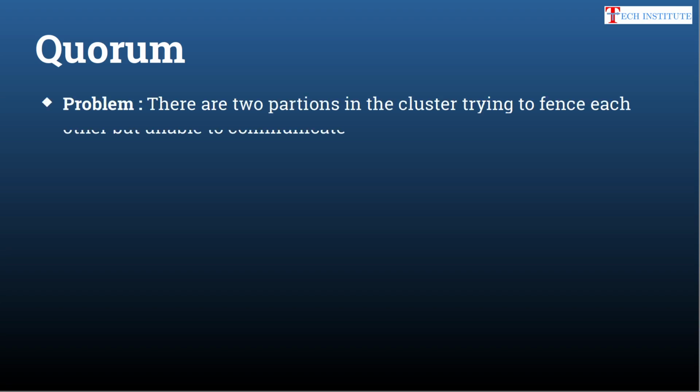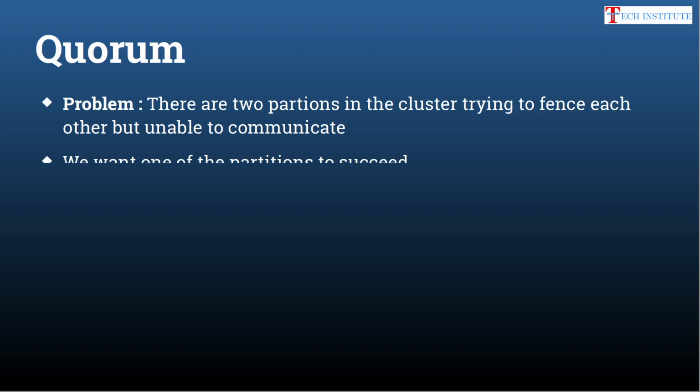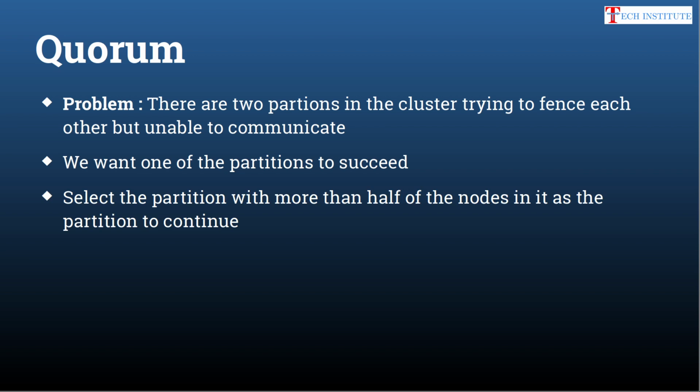So what does this quorum do? As you already saw, the problem is that there are two partitions in the cluster trying to fence each other but unable to communicate. Node 1 and node 2 are not able to communicate with node 3, and node 3 is not able to communicate with node 1 and node 2. So there are two partitions in your cluster. Now, what is the end goal? One partition should be able to successfully fence the other partition. It should not be that both are fencing each other, because then your cluster will fail and all your resources will be down. So that is not the goal. So how will you decide whom to keep and whom to fence?